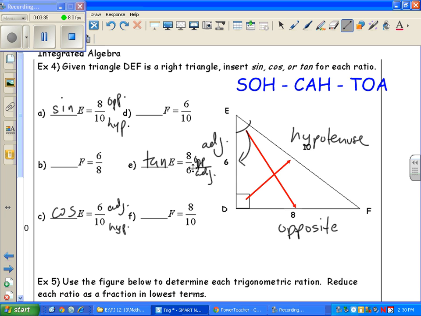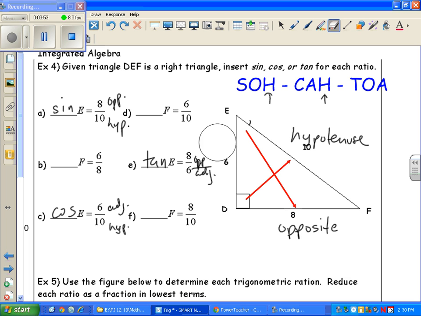Remember, tangent is the only ratio that can be greater than 1 because you're comparing the two legs, and one of the legs can be larger than the other. However, in sine and cosine, since the denominator is always the hypotenuse, you cannot have a number greater than 1 since no leg can be greater than the hypotenuse.